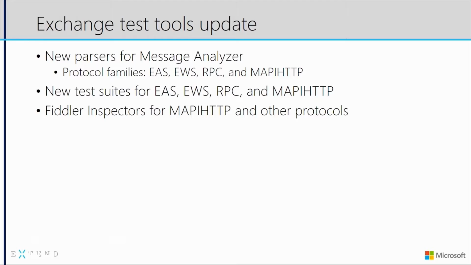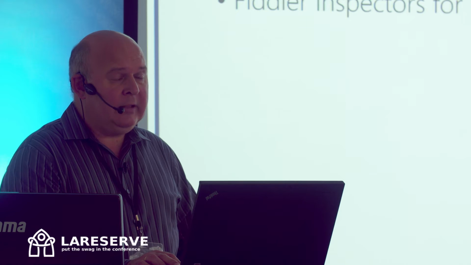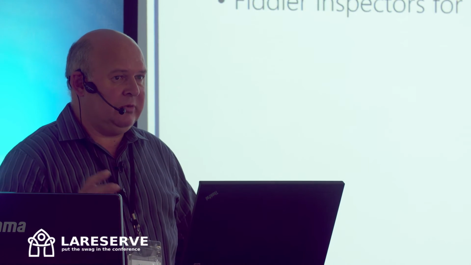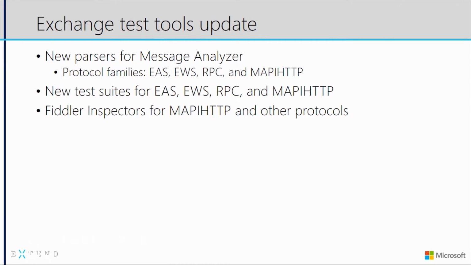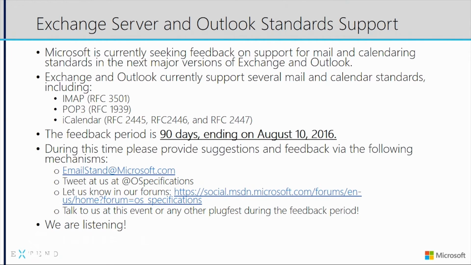For test tools, we have updates. We use Message Analyzer to create parsers, and now we started using Fiddler as well. So we have Fiddler inspection for MAPI HTTP. And we produce test suites. A test suite is an implementation based on the protocol. We read the document, do an implementation based on what's there, code it in C#, and run it against a real server, the Microsoft implementation. And it should work. If it doesn't work, then the documentation doesn't match the release.